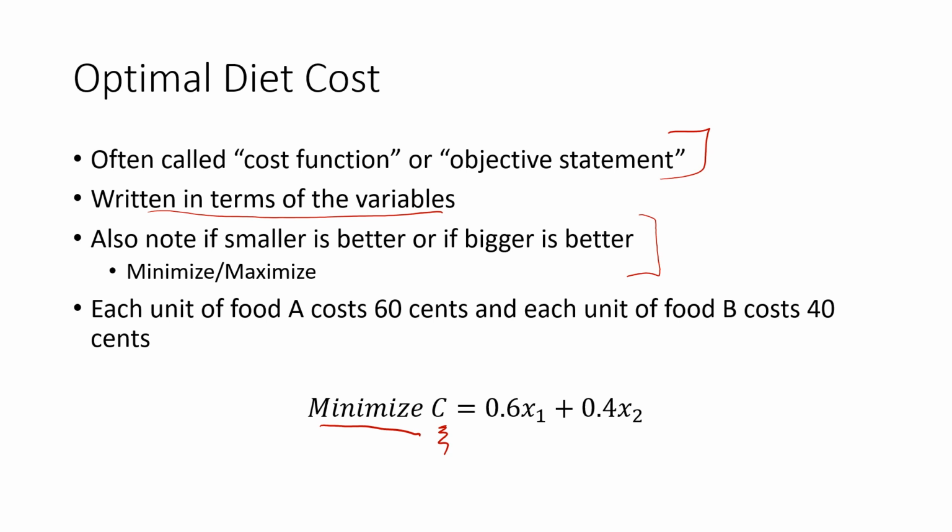I'm told that x1, or food A, costs 60 cents per unit. So x1 is the number of units, and each unit costs 60 cents. So 0.6 times x1 is my cost that I'm spending on food A. Likewise, 0.4 times x2 is what I'm spending on food B. Add those together, that's my cost. That's how much I'm spending. It's the only thing I can control are those variables, the amount that I take of each. The cost that I'm spending is C. So there's my objective function. I am trying to minimize my cost.